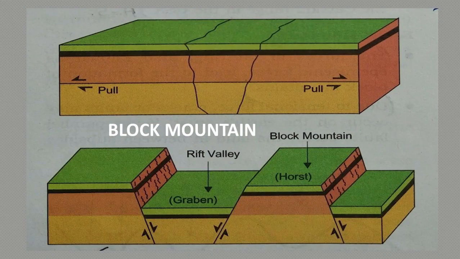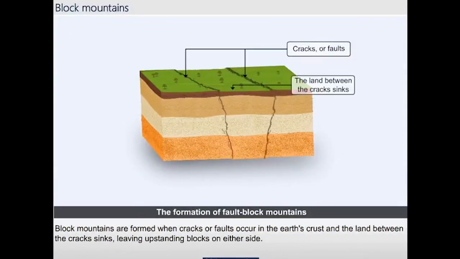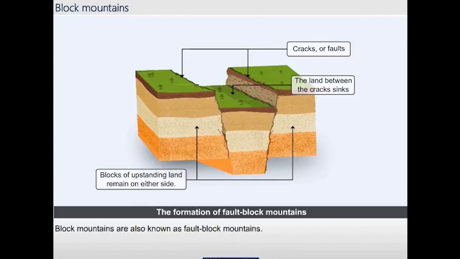The next representation of geographical features through diagrams is the block mountains. So let us see how the block mountains are formed. Block mountains are formed when cracks or faults occur in the Earth's crust and the land between the cracks sinks, leaving upstanding blocks on either side. Block mountains are also known as fault block mountains.